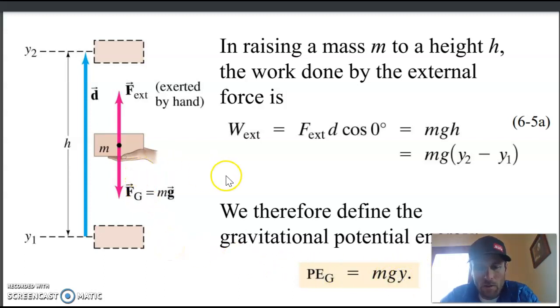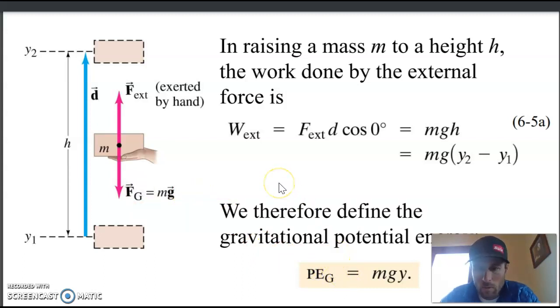However, is any net work done in this case? And the answer to that is no. The reason is because gravity is also doing negative work in the opposite direction as the displacement. And so the net work would be the work done by the hand minus the work done by gravity, which would be zero. So how can we have gravitational potential energy?